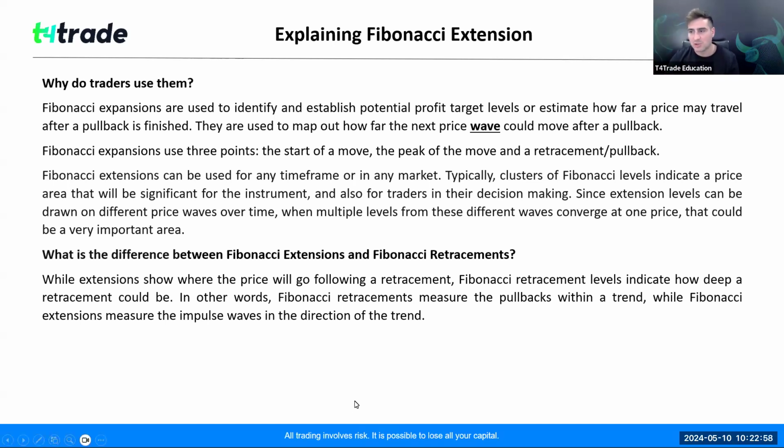Okay, so Fibonacci retracement measures the pullbacks within a trend, whereas the Fibonacci extension attempts to measure where the next leg up, if you will, or the next impulse wave in the primary direction of the trend will go. Let me see if I have a pen here ready.